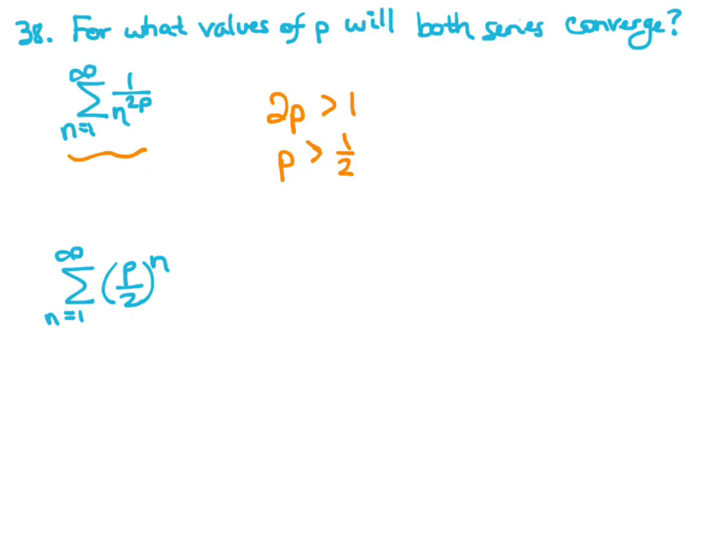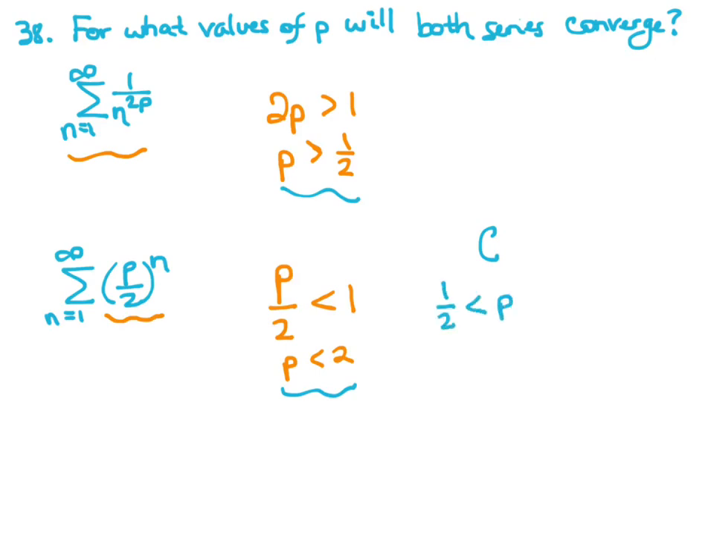For the second series, this one is in the form of a geometric series, which means that P over 2 should be less than 1. And if I solve that for P, then P is less than 2. So if P has to be greater than 1/2 and less than 2, those options match answer letter C, where it says that P is between 1/2 and 2.